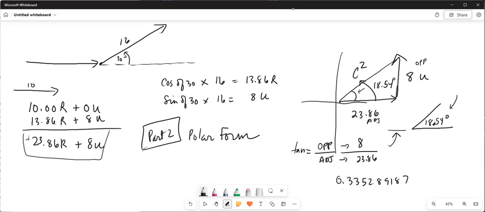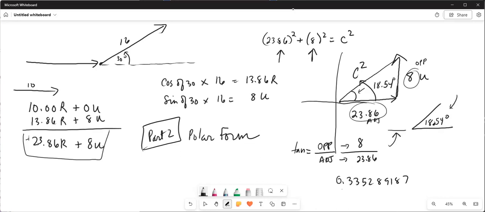And then Jackson, tell me again what I'm going to do to find the missing side, the distance. I might have lost Jackson. Okay. I'm going to use the Pythagorean theorem. So I know that this is 23.86 and I know this is 8. So I'm going to square this. I'm going to square this.